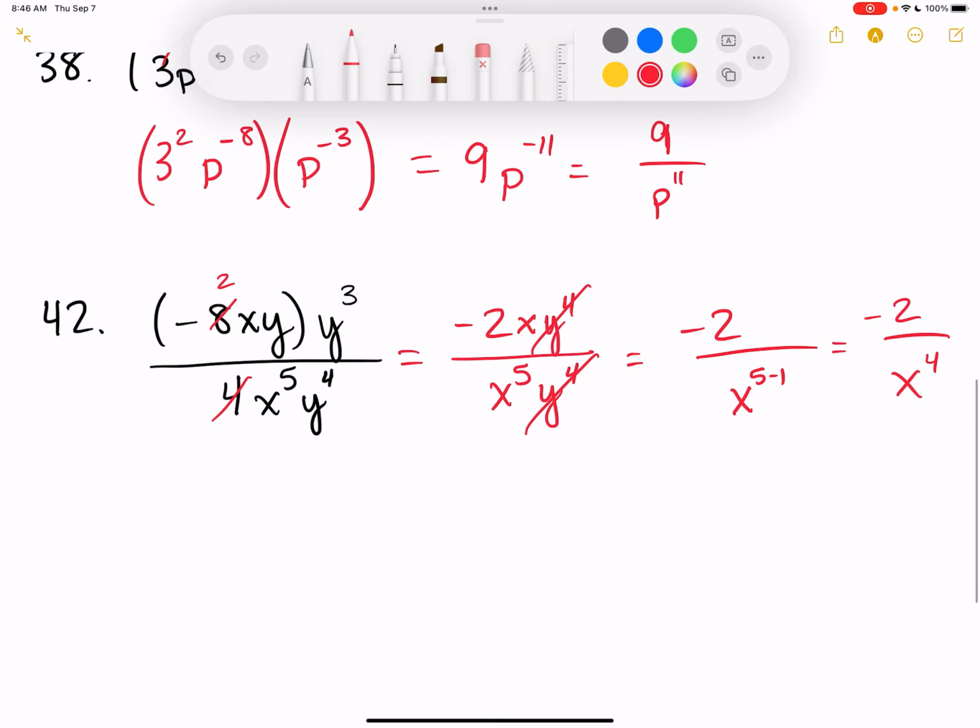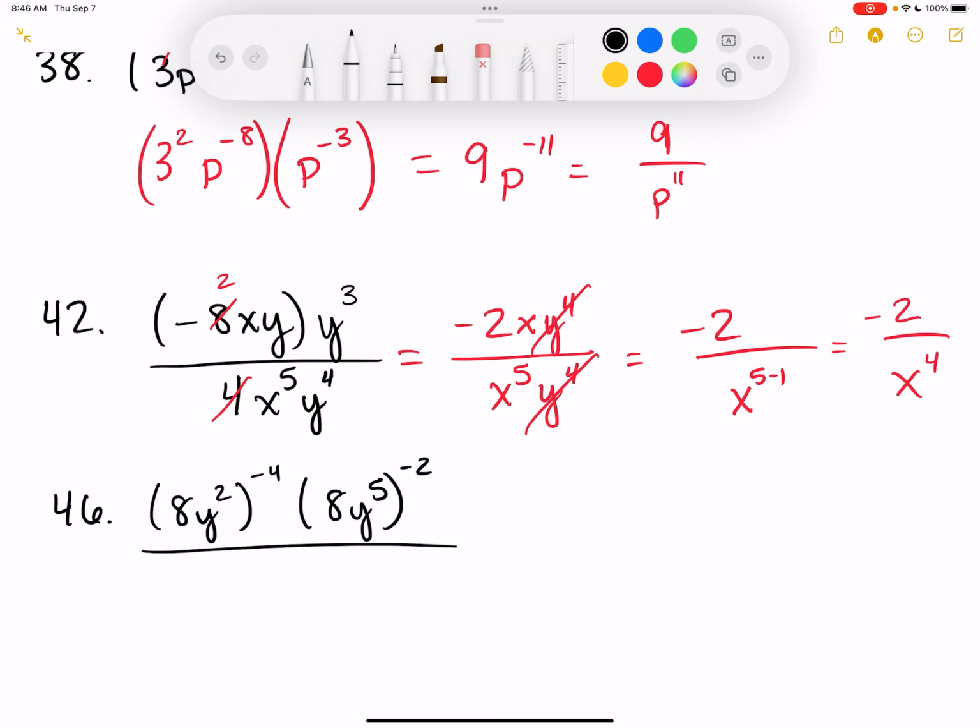Let's do one more like this. 46. Got 8y squared raised to the -4 times 8y to the 5th raised to the -2, all over, in parentheses, 8 to the -3, y to the -4, all that raised to the 2.